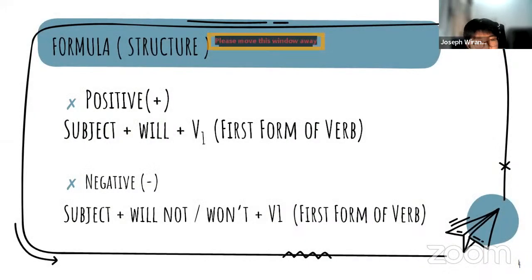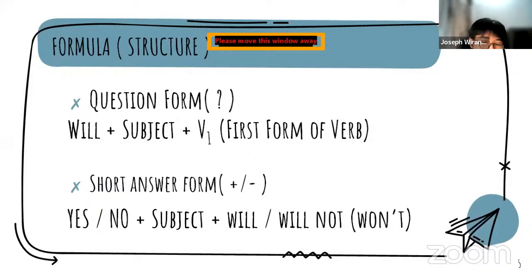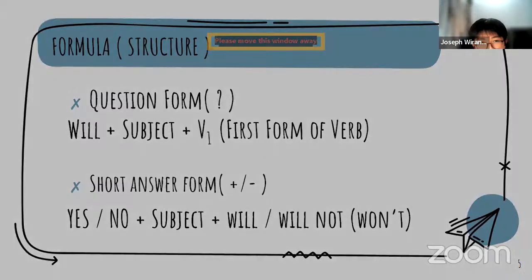Formula: positive form, subject plus will plus verb one. Negative form, subject plus will not or won't plus verb one. Question form, will plus subject plus verb one. Short answer form, yes or no plus subject plus will or won't.